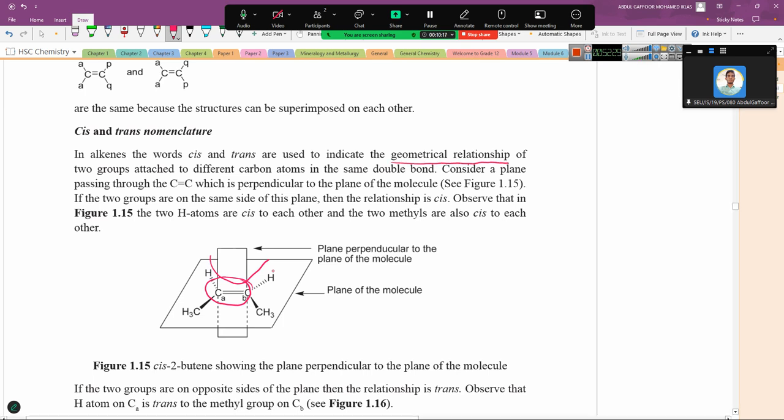What is geometry? That's just a branch of mathematics, right? So we are going to study the structure of shapes, right? That's all. It describes two groups attached to different carbon atoms in the same double bond. Consider a plane passing through the carbon-carbon double bond, which is perpendicular to the plane of the molecule, right? So the simple idea, right?